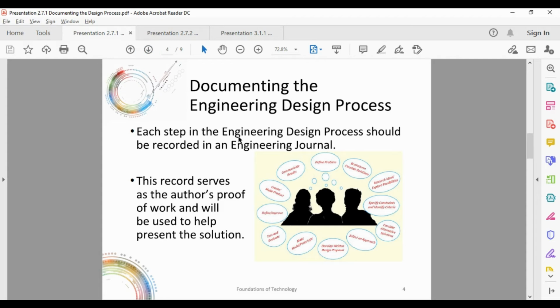So each step in the engineering design process should be recorded in an engineering journal. This is something that we have not worked with a lot this semester, just simply because of the situation that we're in. But in a standard classroom, we would be doing a lot more working with this journal. But the long story short, if you are working on a project, anything and everything that you do really needs to be journaled.